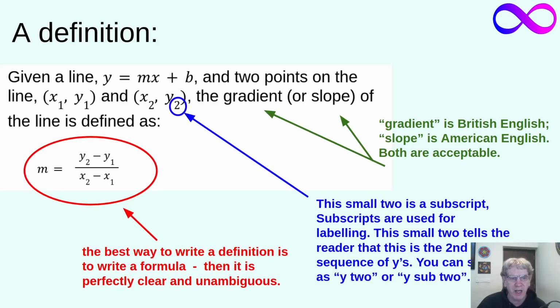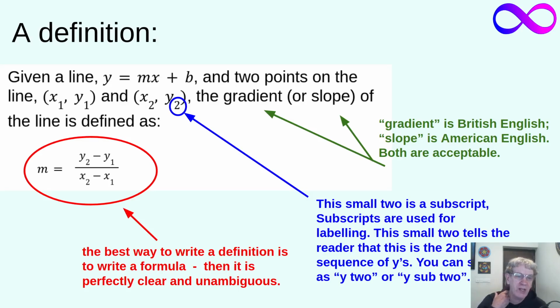Lastly, let me point out that this is called a subscript, that small 2 there. Subscripts are used for labeling. So what this small 2 is telling me is that this is the second y in a sequence of y's, and sure enough you can see the first y over there to the left. And the subscript has no mathematical function except for labeling. It doesn't multiply the y by 2, it doesn't multiply the y by itself, it has no mathematical execution. It's just a label.